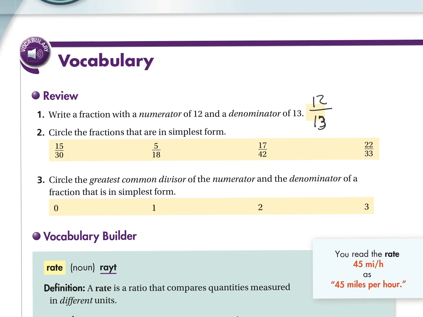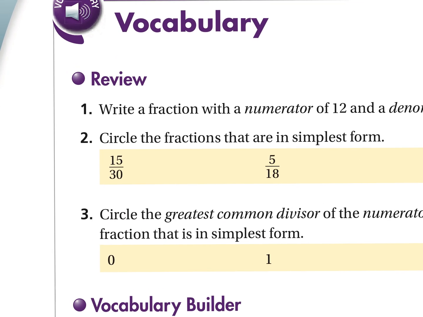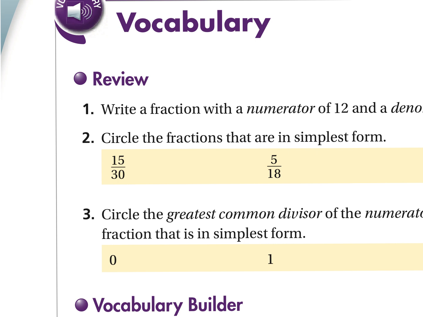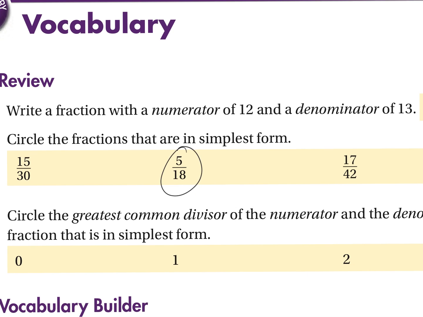Now let's circle fractions that are in simplest form. Let's go one by one. 15 over 30. This is not in simplest form, right? You can still divide the top and the bottom by a common divisor. Now 5 over 18. This one is in simplest form, right? 5 and 18 don't share any other common factors besides 1. So this is one of our fractions in simplest form.